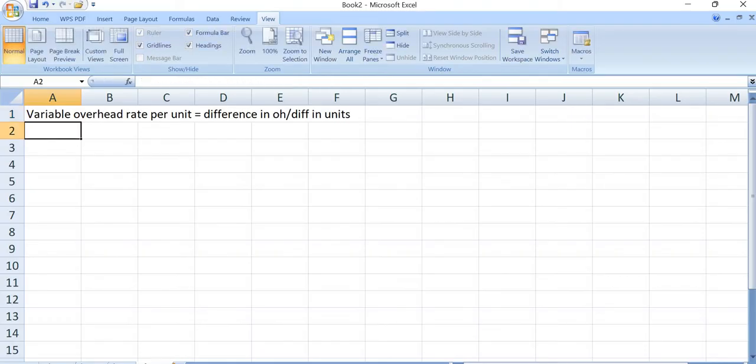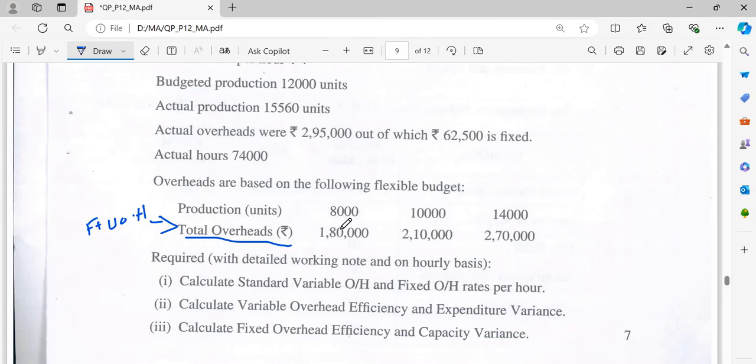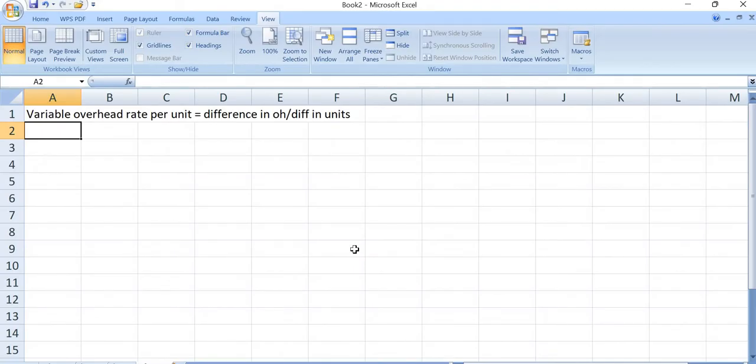So I am taking two capacities like 10,000 and 8,000, whatever capacity you can take. So 2 lakh 10,000 minus 1 lakh 80,000 divided by units. I am taking 10,000 minus 8,000. So it is 15 rupees per unit.